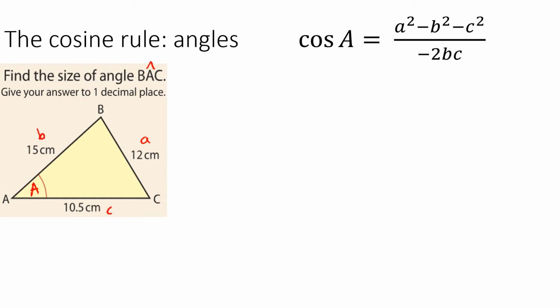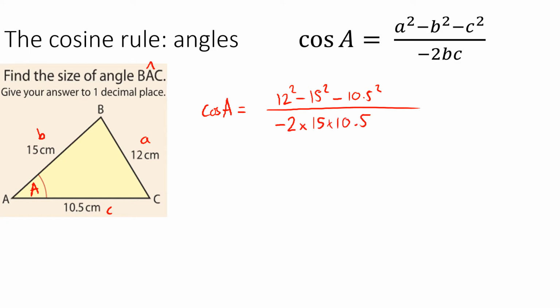And then the other two sides, B and C, doesn't matter what you call them. And we'll end up with this. We'll end up with cos A is equal to a fraction: 12 squared minus 15 squared minus 10.5 squared on the top, and minus 2 times 15 times 10.5 on the base. If you work out the top and the bottom separately, which I would recommend, you get a few more method marks if you mess up somewhere. You'll get that this is equal to 0.607.